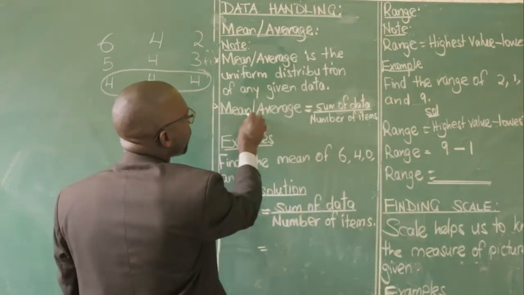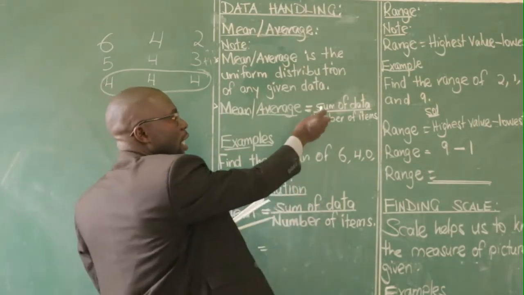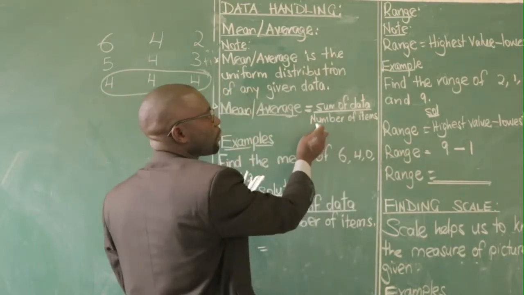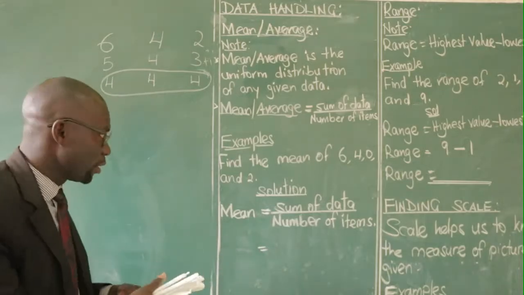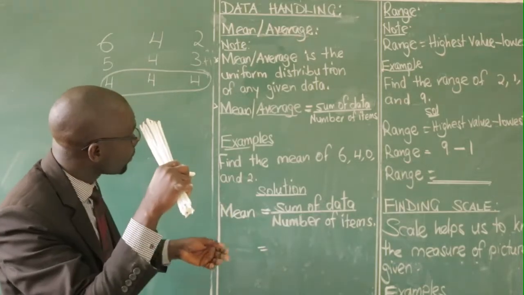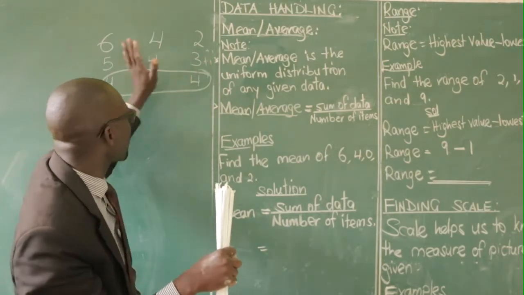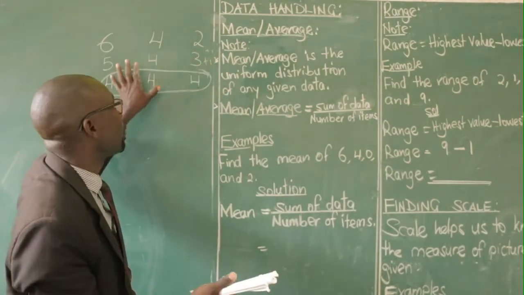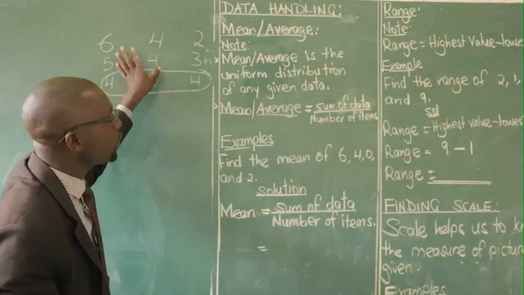Now, what's the formula for finding mean, or average? The formula is sum of data out of number of items. Number of items in this case may mean, how many children were given these straws? They were 3. Now here I'll write 3, and the sum would be 12.